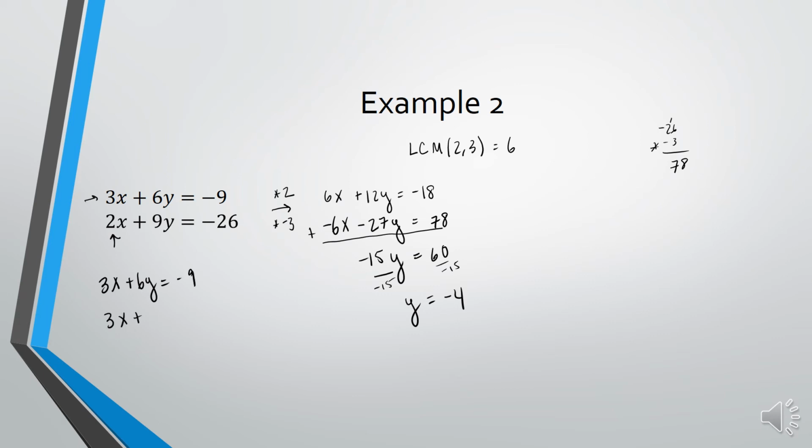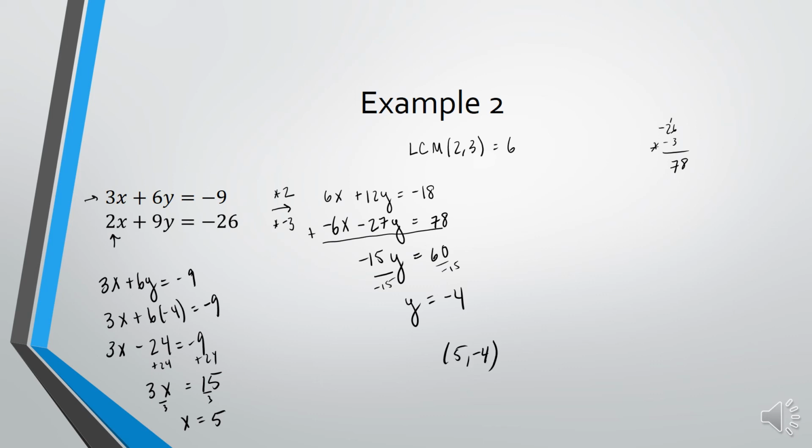So I'll use that. 3x plus 6y equals negative 9, and I'll plug in negative 4 for y. So 3x plus 6 times negative 4 equals negative 9. Let's see, 6 times negative 4 is minus 24. I'll add 24 to both sides, and that looks like it's going to give me 15. And then divide both sides by 3. So it looks like our solution here was 5, negative 4.